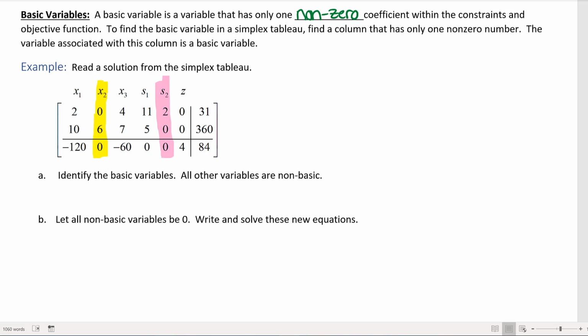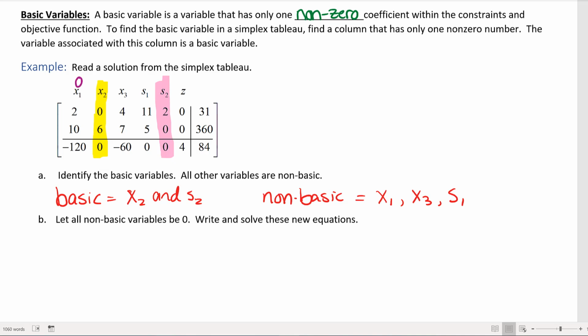So what are my basic variables? My basic variables are x2 and s2. That means my non-basic variables are all of the rest of them: x1, x3, and s1. Okay. So what we're going to do is we're going to let all of the non-basic variables be 0. So x1 is going to be 0, x3 is going to be 0, s1 is going to be 0.